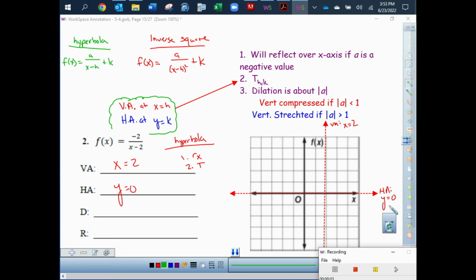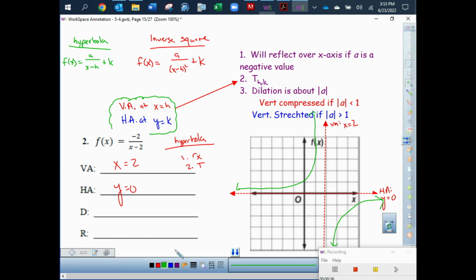How do I make that sketch? Since this is a hyperbola, remember the branches are diagonal from each other. Normally they are in the odd quadrants, but since this guy has been reflected over the x-axis, they're going to actually be in these. And remember, we'll treat the asymptotes like they are the x-axis and y-axis now, so we're just going to hug these. So this is our nice sketch.